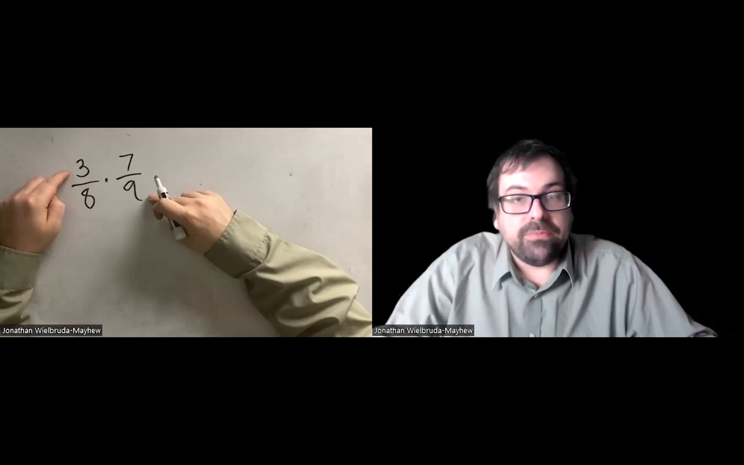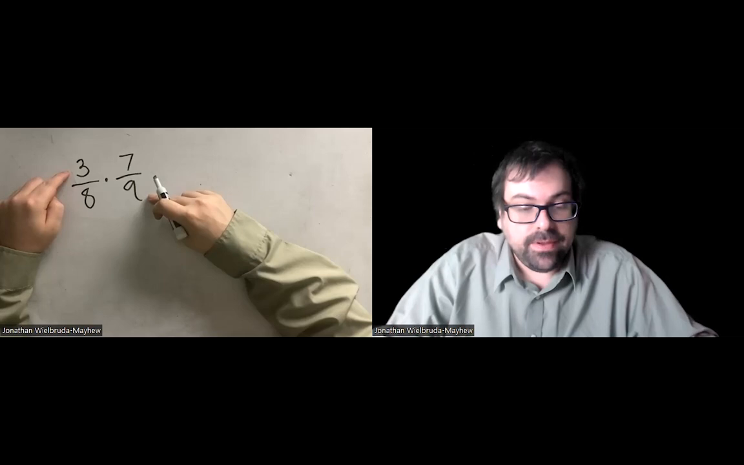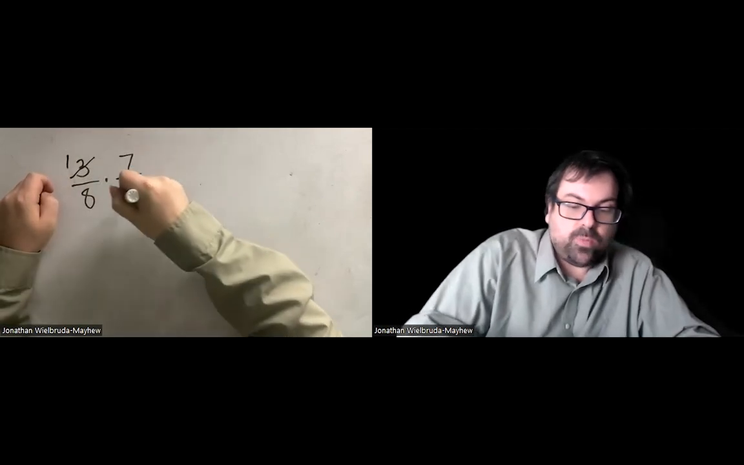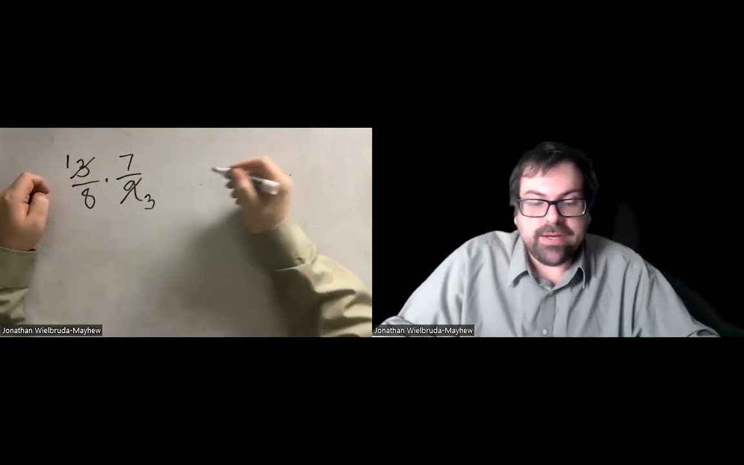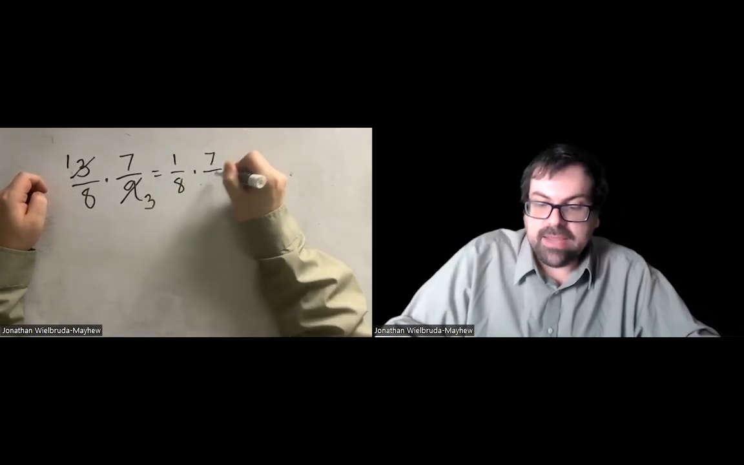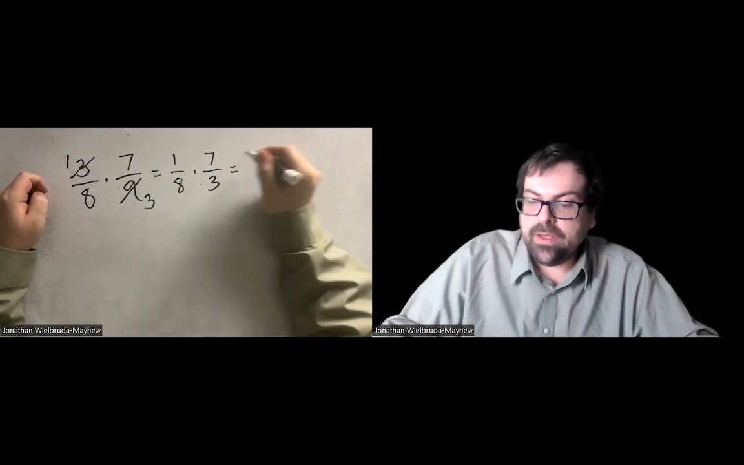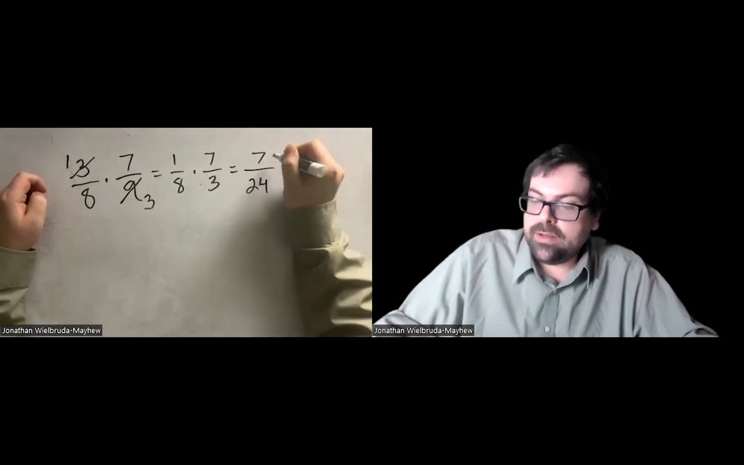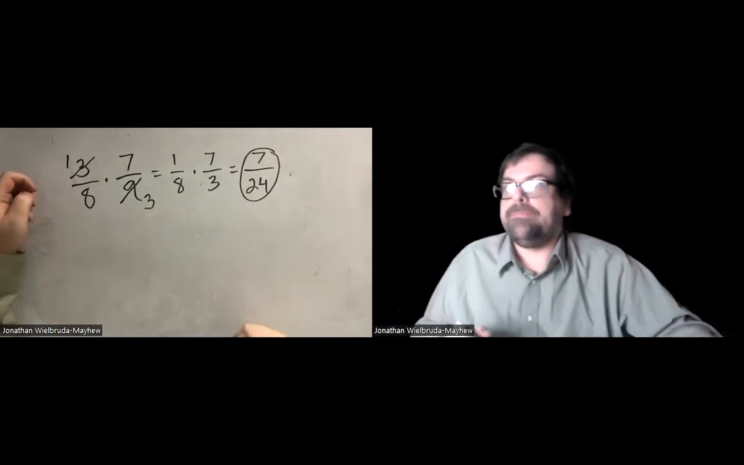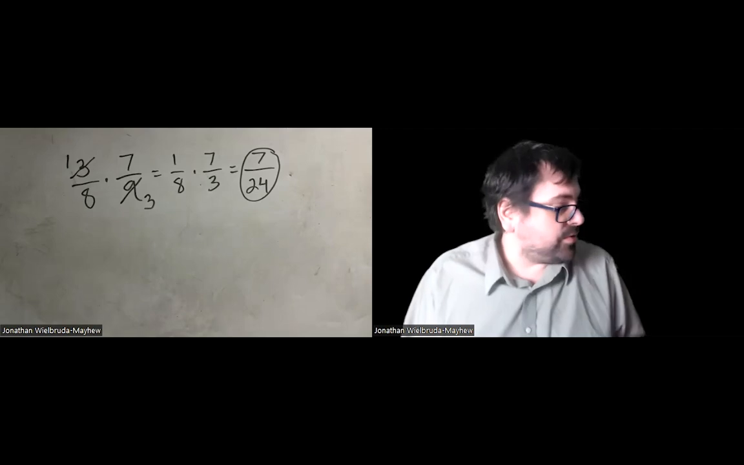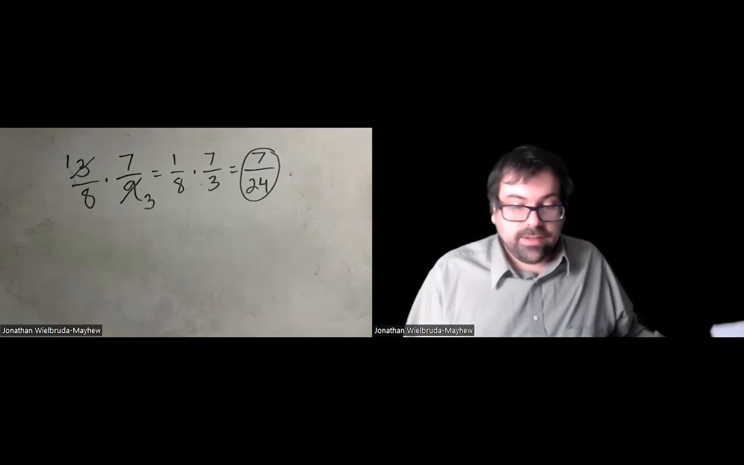3 and 9, a number from the top and a number from the bottom, share a common factor of 3. So let's divide them both by 3. 3 divided by 3 is 1. 9 divided by 3 is 3. That changes this to 1/8 times 7/3. 1 times 7 is 7. 8 times 3 is 24. 7 and 24 share no factors, so it is in reduced form.